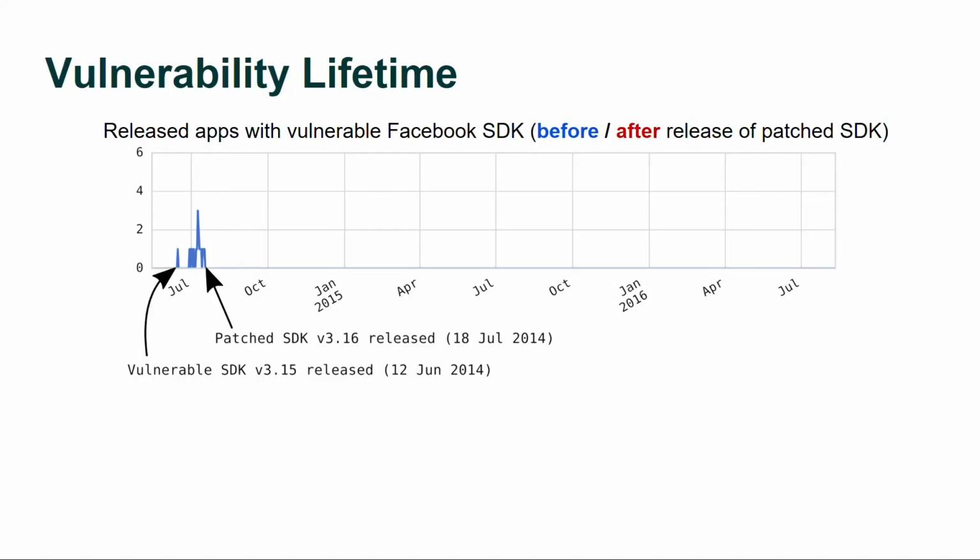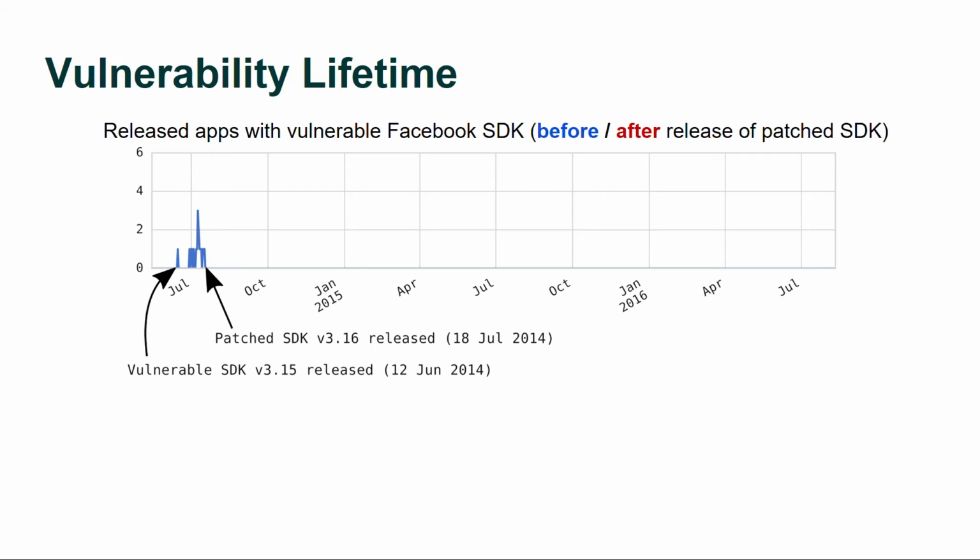So in this graph, you see a time frame of about 2 years, starting with the release of the vulnerable SDK in June 2014. About 1 month later, the fixed version was released. Now on the y-axis, you see the number of released apps with this vulnerable SDK per day. Obviously, within that 1 month's time frame, there has been a number of apps released that include this vulnerable code.